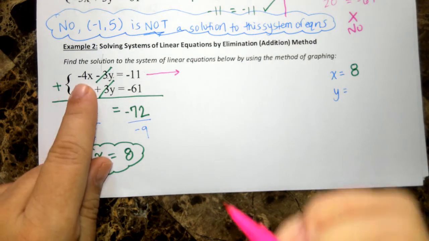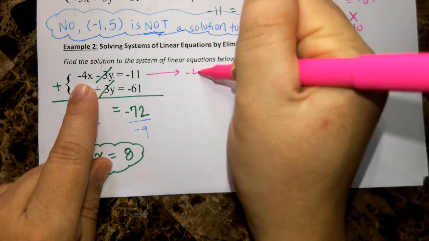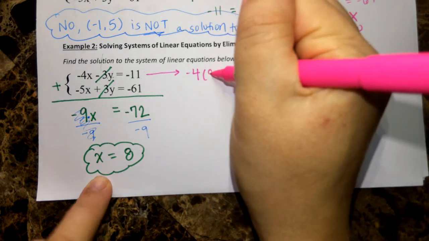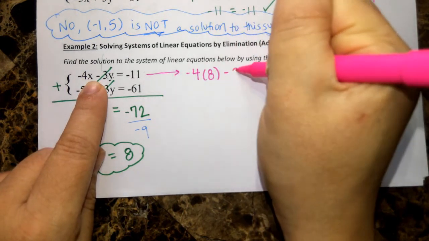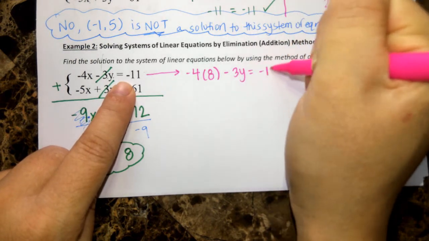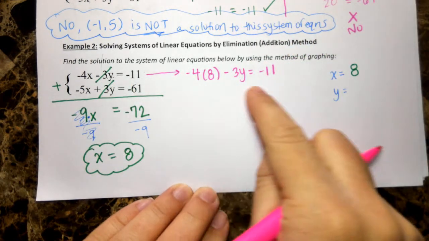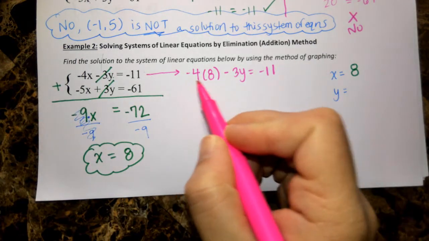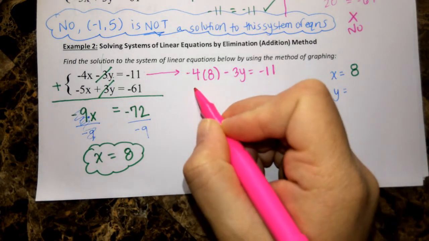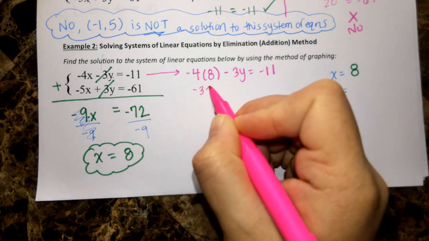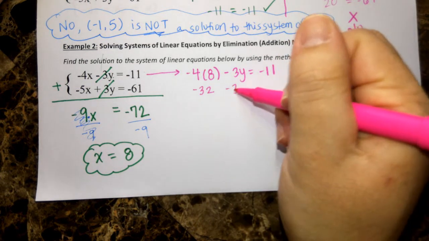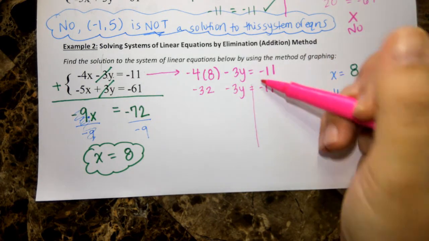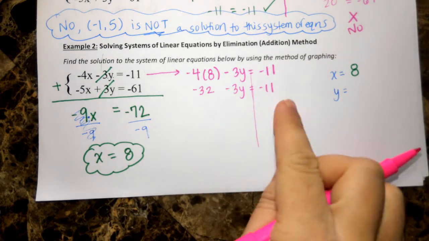I'm going to take negative 4, and instead of x, we know what x is. It's 8, so I'm going to multiply it by 8. Minus 3y equals negative 11. And I have an equation that just has y, so I can easily solve for this now. Negative 4 times 8 is negative 32. Minus 3y equals negative 11. I'm trying to solve for y, so I'm just going to add 32 to both sides.